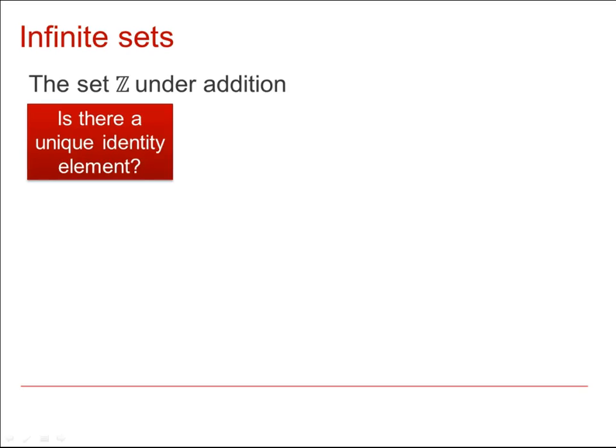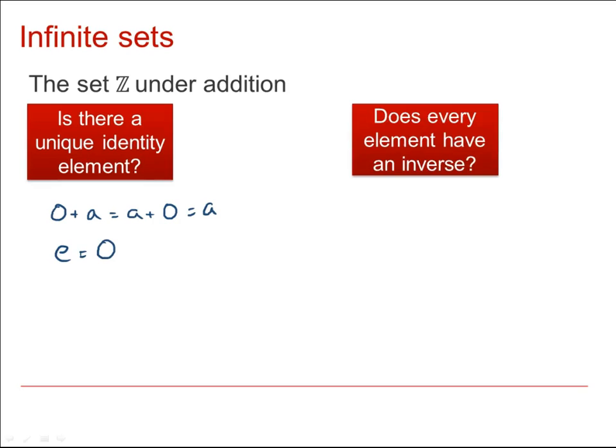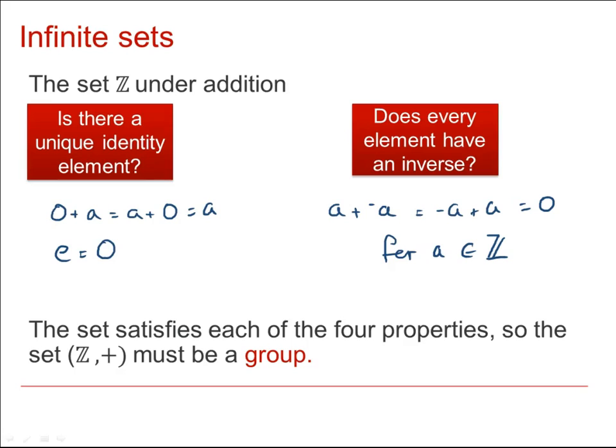The next axiom is to check whether there is a unique identity element, and we know that for all elements that are integers, if we add 0, then it's the same whether we do 0 plus a or a plus 0, we get a, and therefore yes, the identity element is 0. And finally, does every element have an inverse? Well, again, a plus negative a is the same as negative a plus a, which is equal to 0 for all values that are integers. So yes, it does have an inverse. So all four axioms are satisfied, and therefore it must be a group.